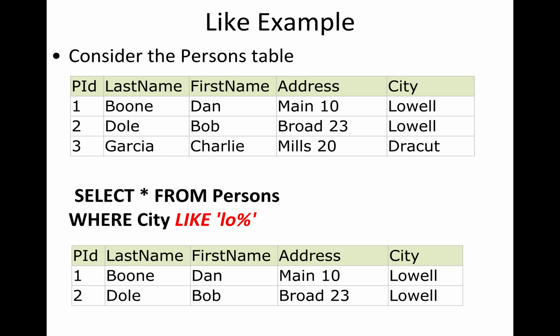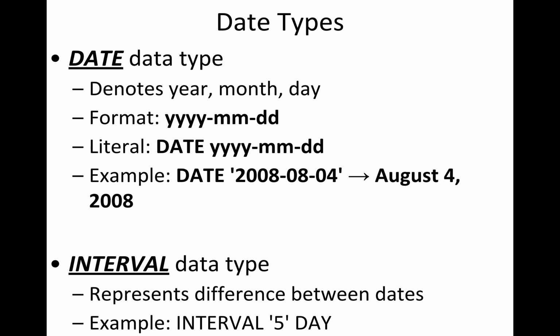Here's a couple of other examples of retrieving only those persons that live in a city that starts with LO. Notice that it's case insensitive. By default, SQL is case insensitive. You can turn on case sensitivity as well, but typically it is only case insensitive by default.